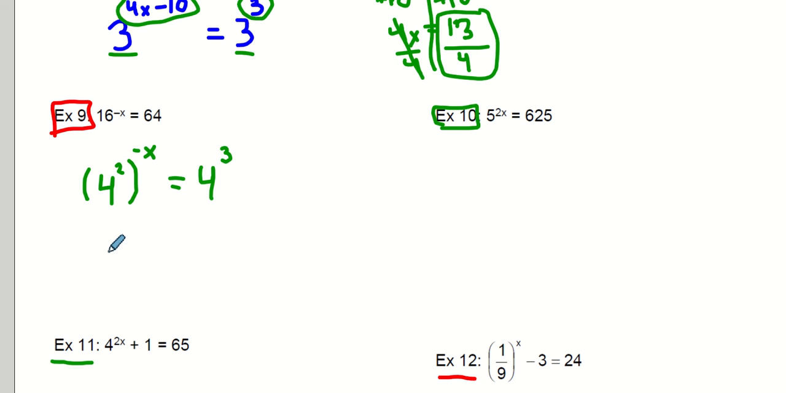Again, when you have a power to a power, you multiply. So negative 2x equals 4 to the third. And now that we have the same base of 4, we just set the exponents equal to each other. I'm not going to do that for the sake of time, but I would set negative 2x equal to 3 and then solve for x.